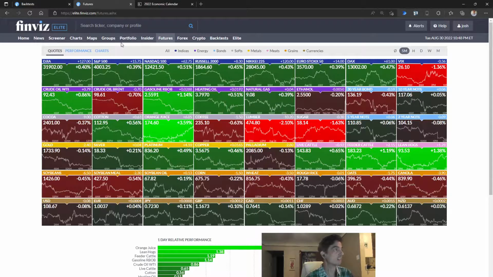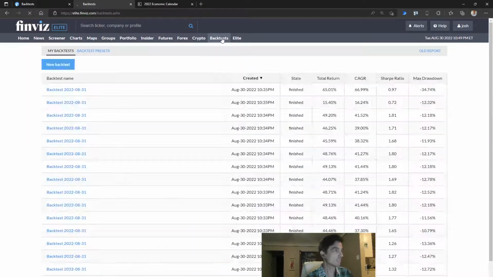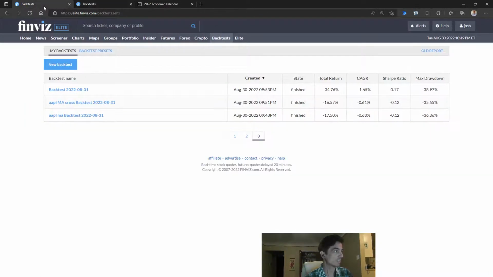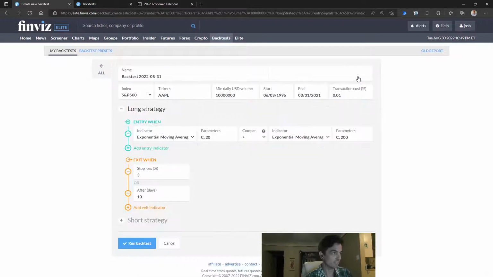Backtests. On Finviz, there's an Elite section. I signed up for it. There's also this backtest package. When you go to backtest, your backtest will be empty, and then they have some presets. I went right in here and started creating one. I thought, okay, I know what I want to do. And I ended up with negative 17%. I thought, gosh, I don't know what I want to do. And I started duplicating and tweaking the settings.